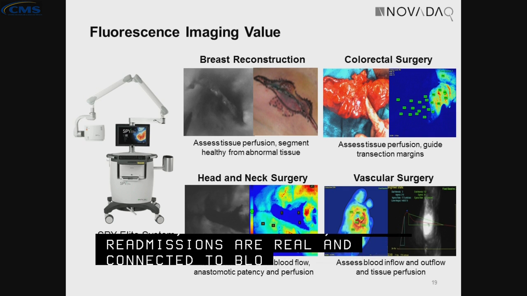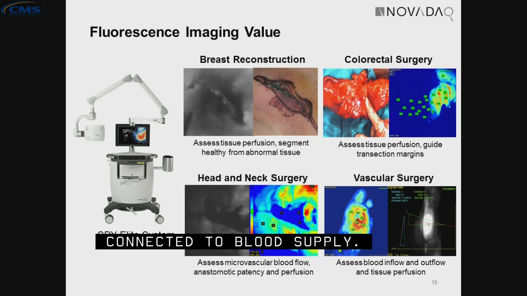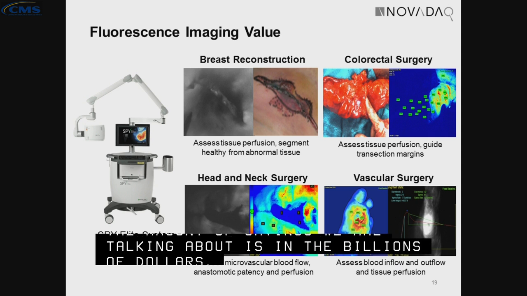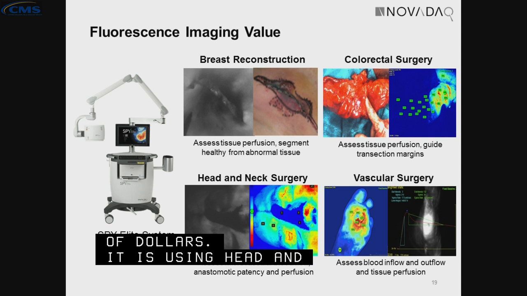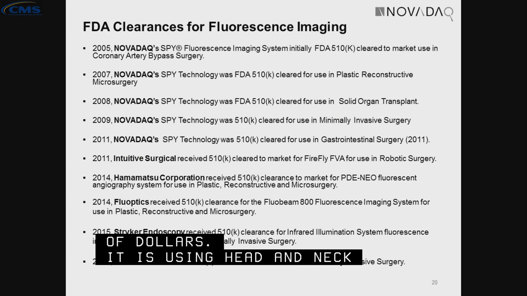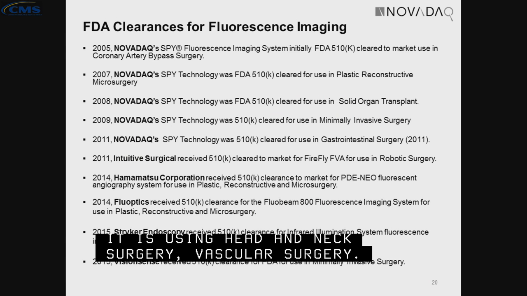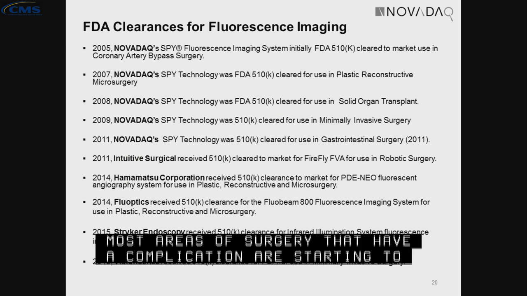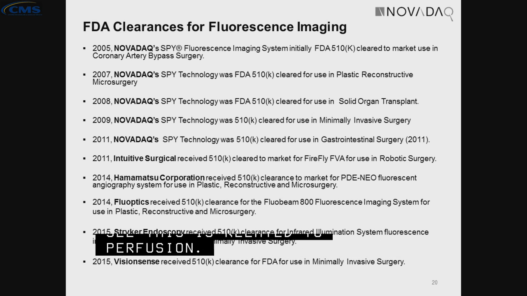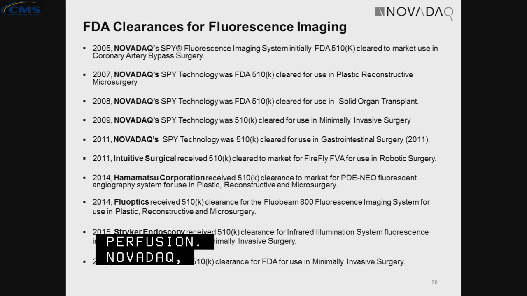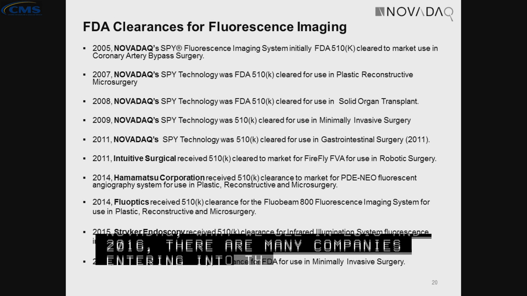So we've talked about breast reconstruction, colon surgery, it's used in head and neck surgery, vascular surgery. Really, most areas of surgery that have a complication are starting to use this technology and see that this is related to perfusion. Now, Novadaq has had 510K clearance since 2005, and what we see in 2015 and 2016 is now there are many companies that are entering into this field because it's been proven, and it's actually something that's here to stay. And so this is not just Novadaq.